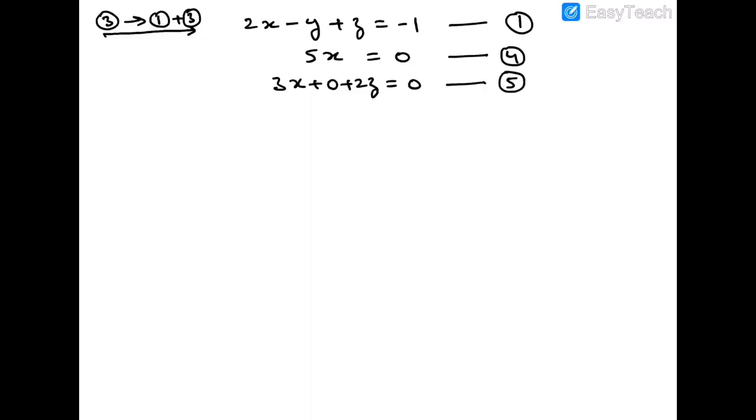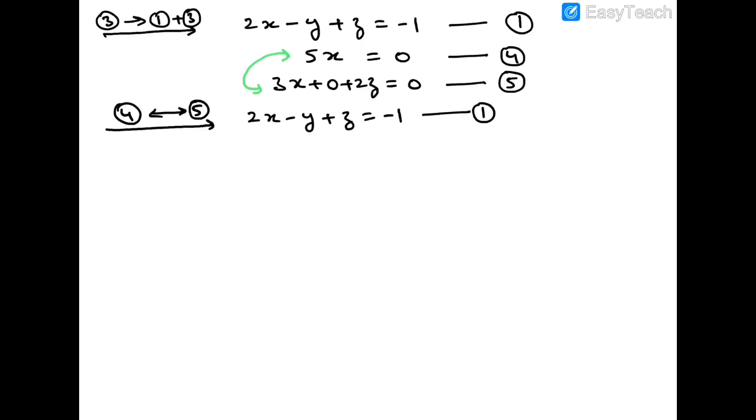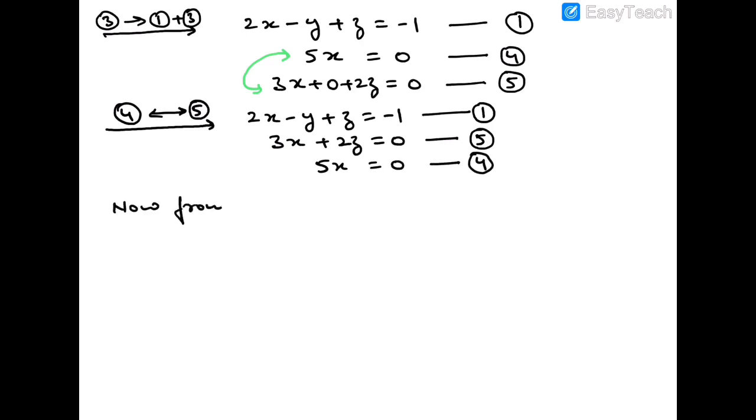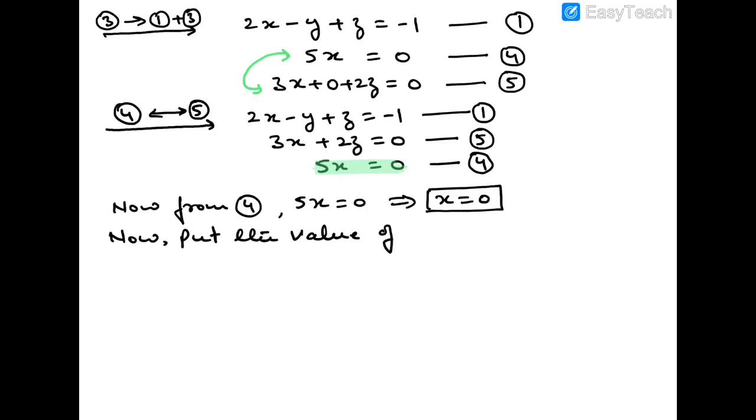Now swap equation number 4 and 5, and we will get 2x minus y plus z is equal to minus 1, 3x plus 2z is equal to 0, 5x is equal to 0. And now from equation number 4, we will get 5x is equal to 0, that is x is equal to 0 here. Now put the value of x in equation number 5, and we will get 3 times 0 plus 2z is equal to 0, which is z is equal to 0.